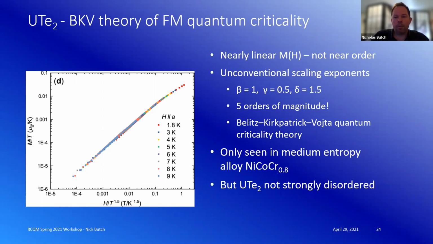But a big problem with the application of this, even if you wanted to take it seriously, is that uranium ditelluride is not obviously in that limit. It's not really strongly disordered. So what does that say about this material? Let me propose then that this is ripe for theory, for some additional insight into what might be going on. Okay.